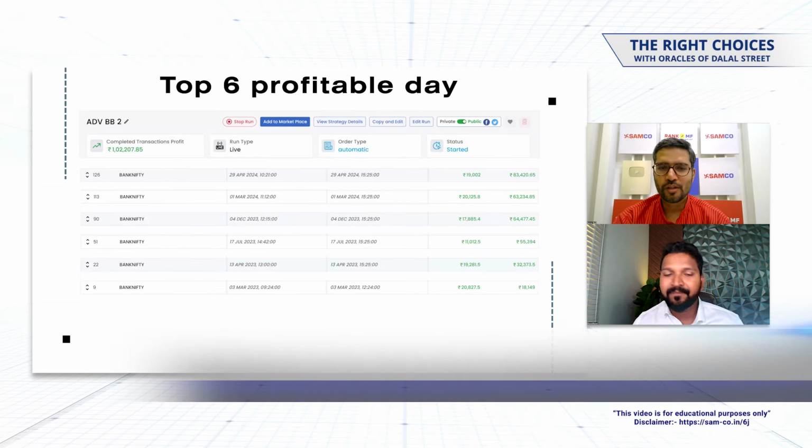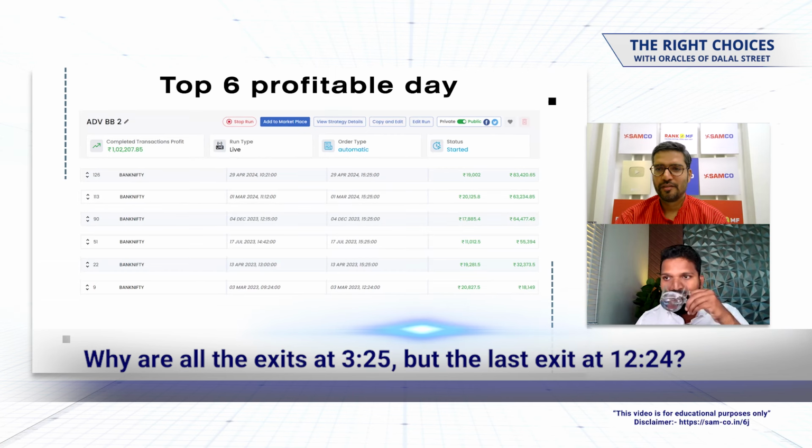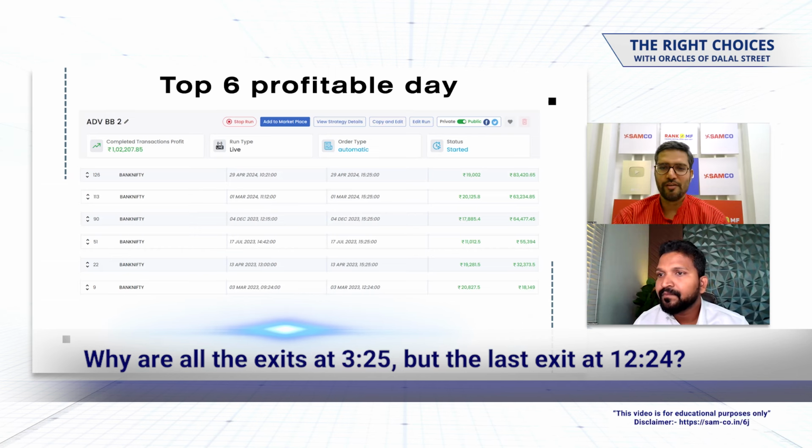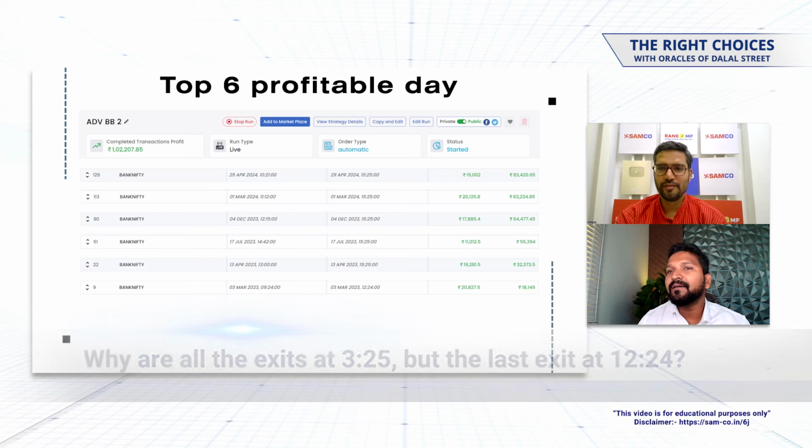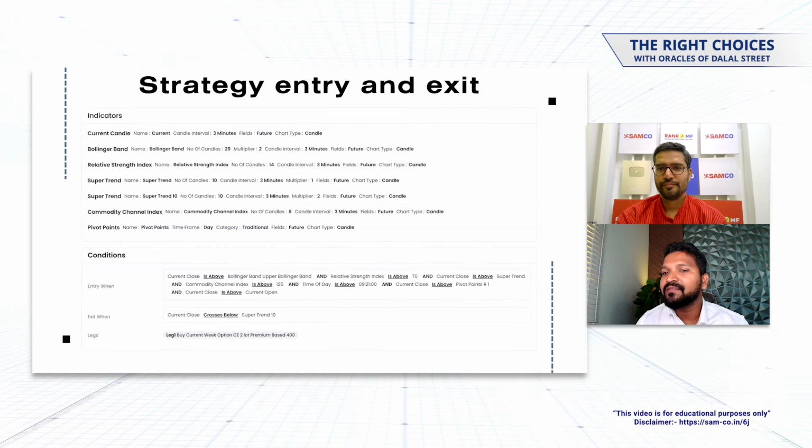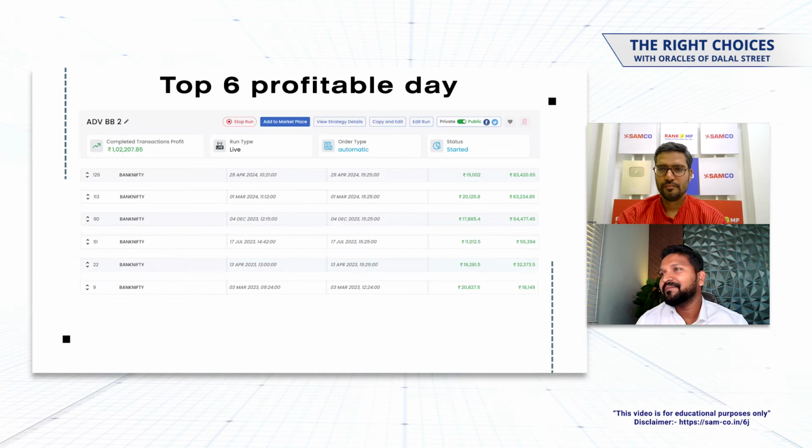So all the exits are at 325, and the last exit is at 1224. Was that anything you did manually, or is it system driven? No, no, it's system driven. As per the system, I'll be exiting the trade at 325, because I'll be putting it in NRML orders, and at 325 there will be an exit system. So we have two systems when it cuts the trade. Hence, everything is on an intraday basis. I don't want it to get carried forward. So I'll be exiting with the help of the Super Trend 10,2.